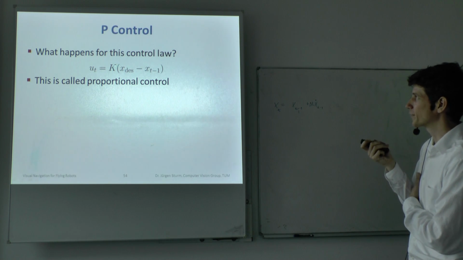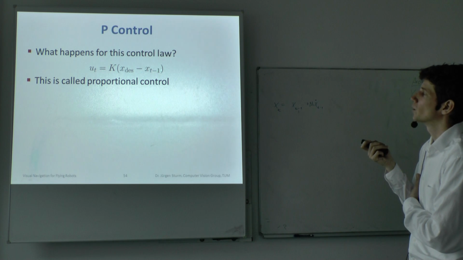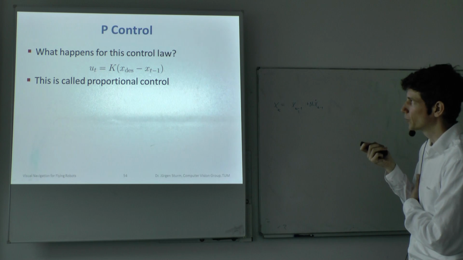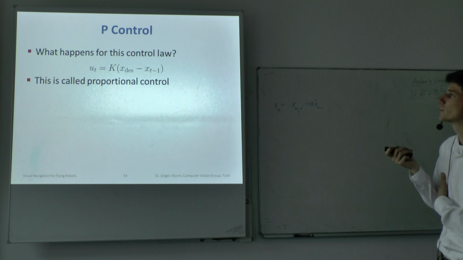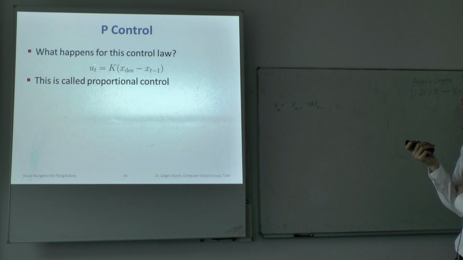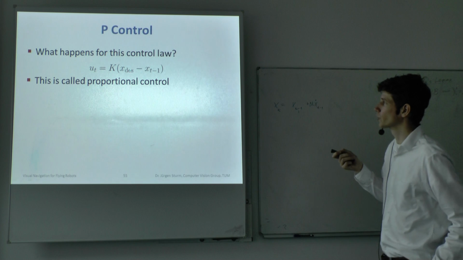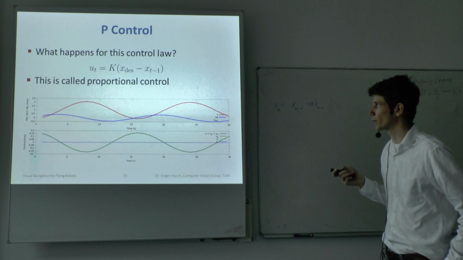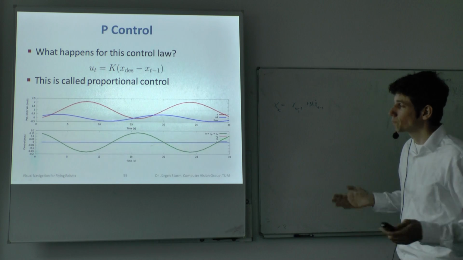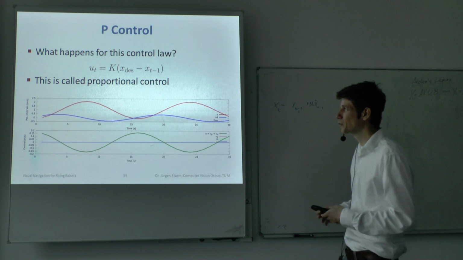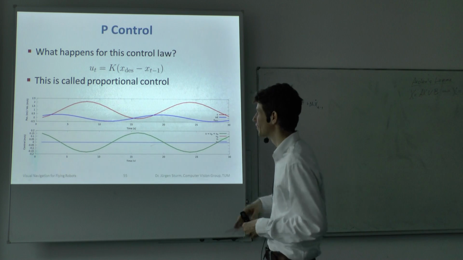So you have the desired position minus the observed or previous position times the gain, and this gives us our control. And this is called proportional control because the correction or the motion command is directly proportional to the error, the difference between the desired value and the previous value. And now, if we apply this to our floating body, then the following happens, and this is obviously not what we want.